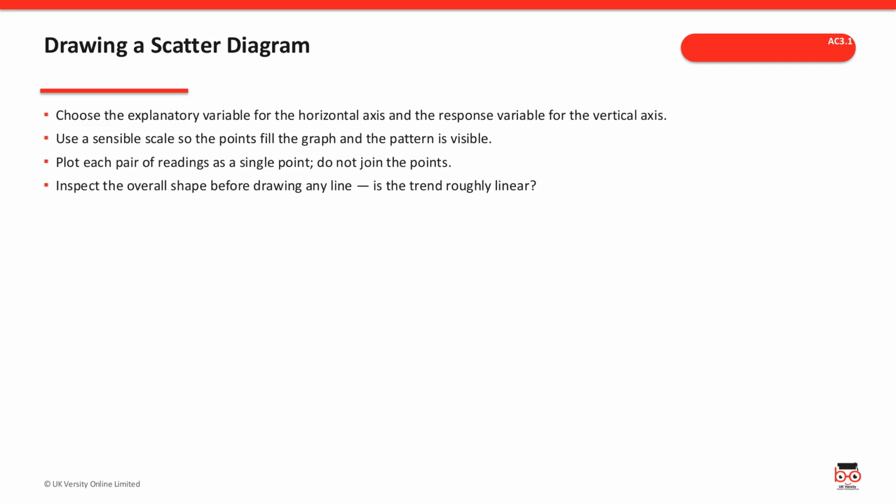A few practical tips for drawing one well. Put the explanatory variable, the one you think does the influencing, on the horizontal axis and the response variable on the vertical. Choose a sensible scale so the points spread out and fill the graph, rather than bunching in a corner. Plot each pair as a single point, and crucially, don't join the dots. Then step back and look at the overall shape before you draw any line. Is the trend roughly a straight line or something curved?